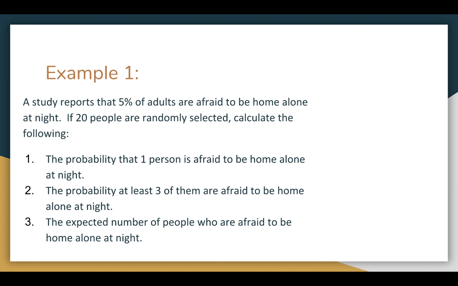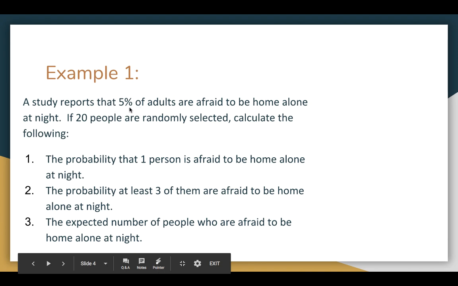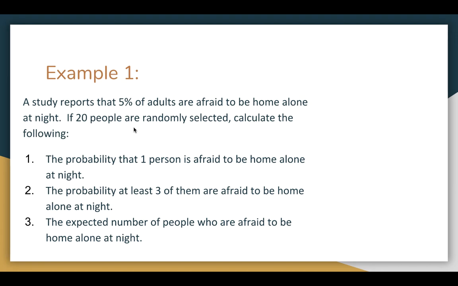The probability that one person is afraid to be home alone at night. When you see this question, unlike in a deck of cards where you're choosing from 52, you would really need that total to choose from if you want to use the hypergeometric formula. But if you have 5% and the 5% is never changing, then that's where you're going to use the binomial formula. And so the binomial formula would look like this.